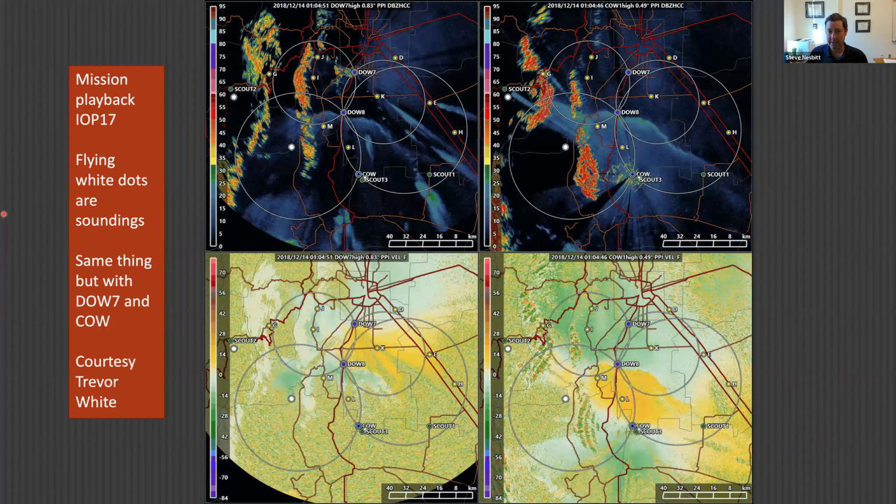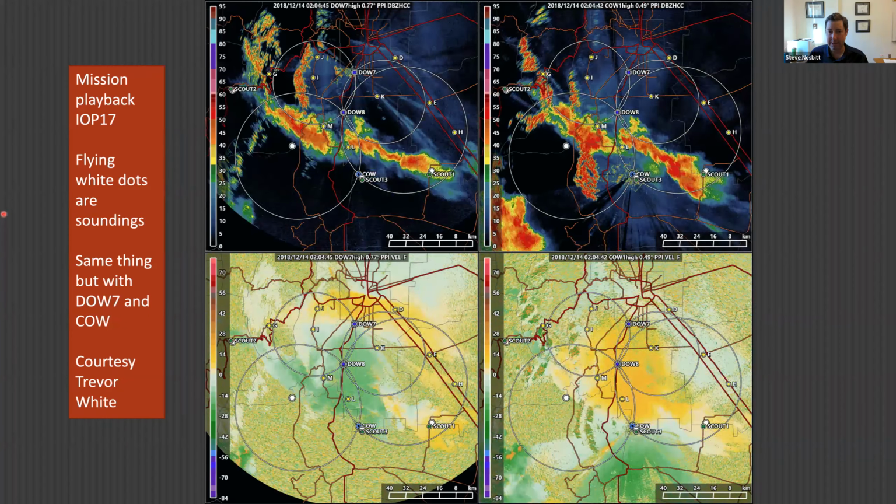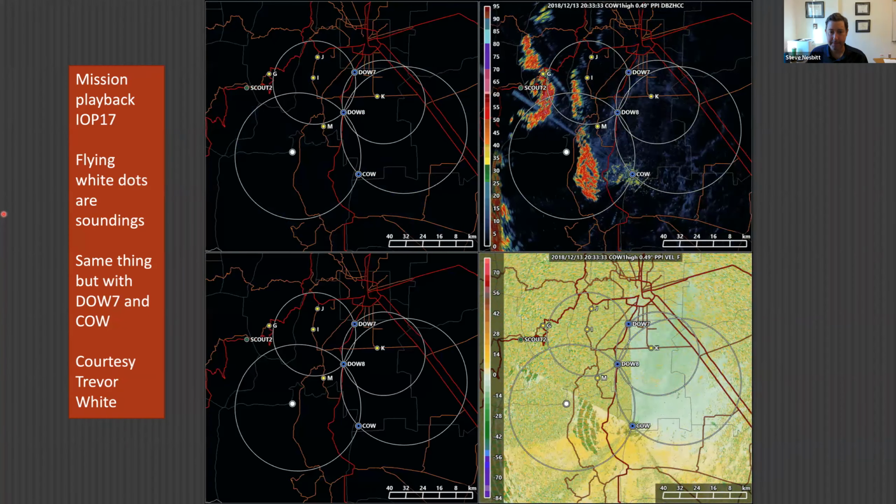Fortunately, we were able to forecast that. And these circles that you see are the dual Doppler lobes, where we're able to estimate 3D wind velocities. And of course, all these radars are dual polarization so that we can look at microphysical processes within these storms as well.